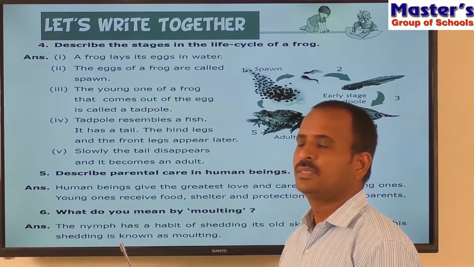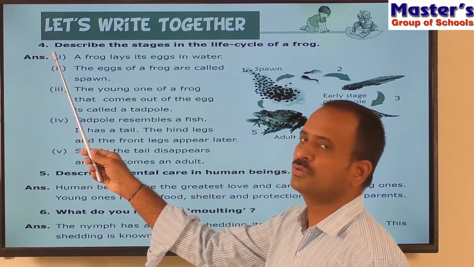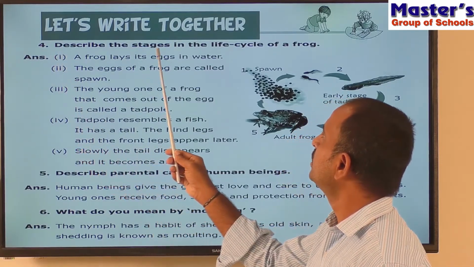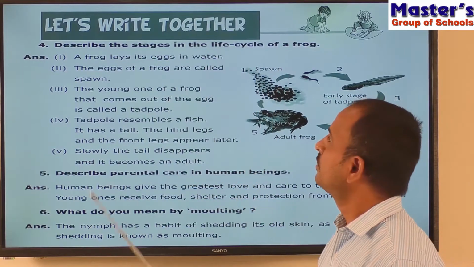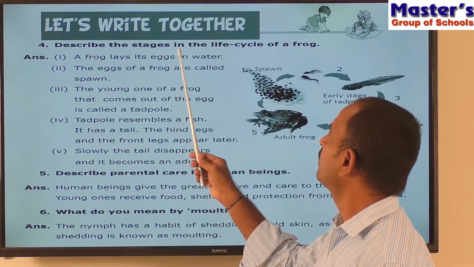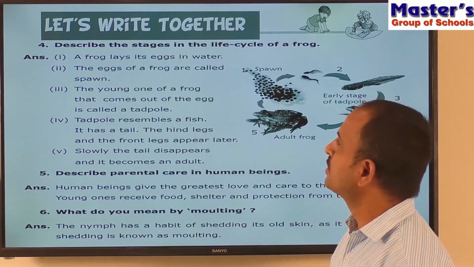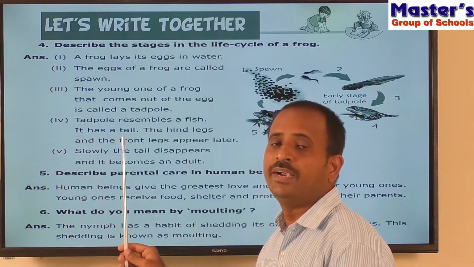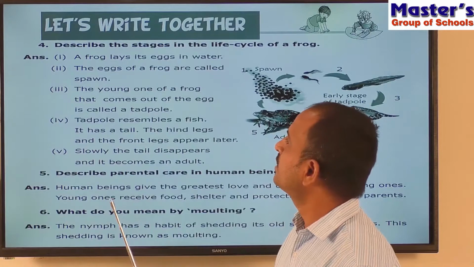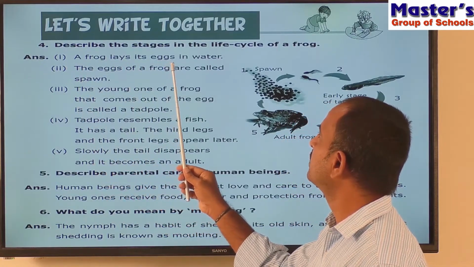So, children, see the next question. That is the fourth question. Read the question: Describe the stages in the life cycle of a frog. Children, read the answer. Here there are 5 points in this answer. Let us read the first point. A frog lays its eggs in water.